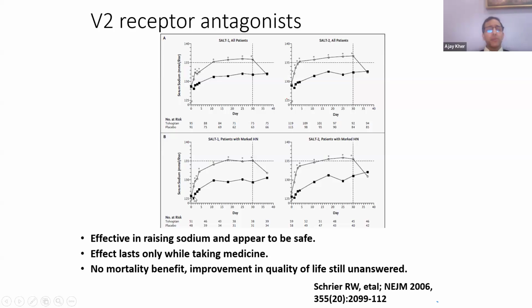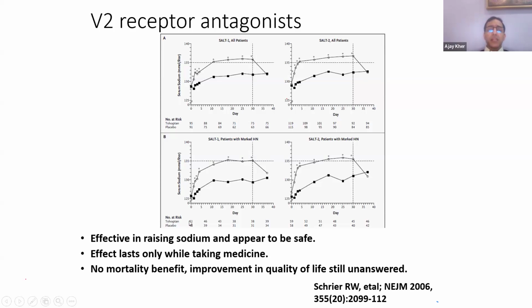Those who had marked hyponatremia, with an average of 125, also reached an average of 135 after about 15 to 20 days. However, whenever you stop their tolvaptan, as shown by these lines here, their hyponatremia returns and they come back to the point as if they were on placebo.